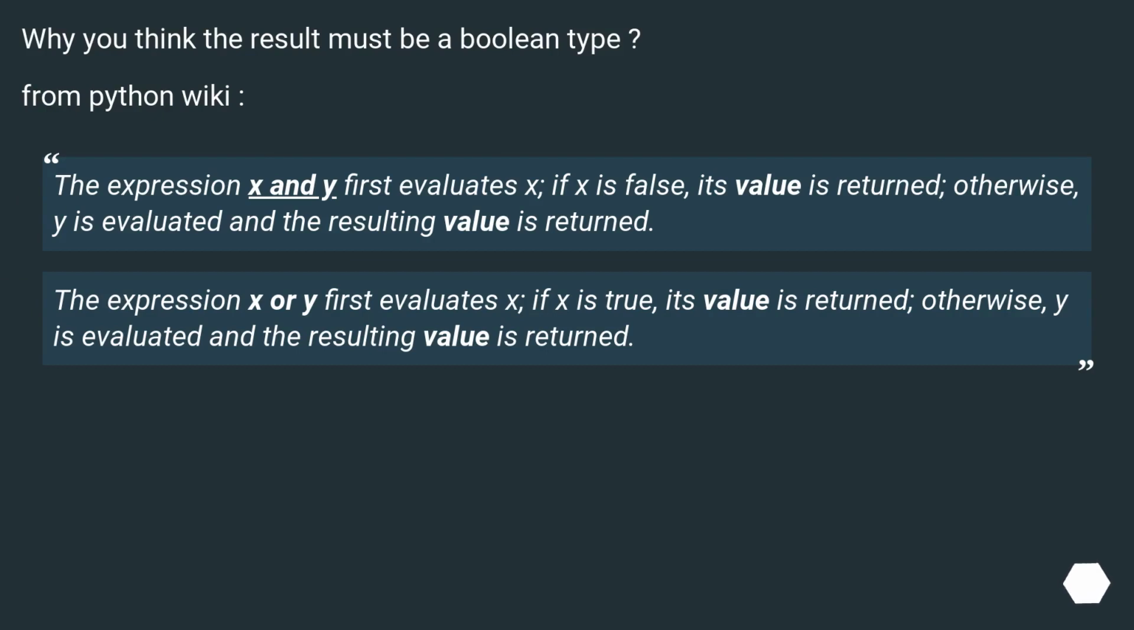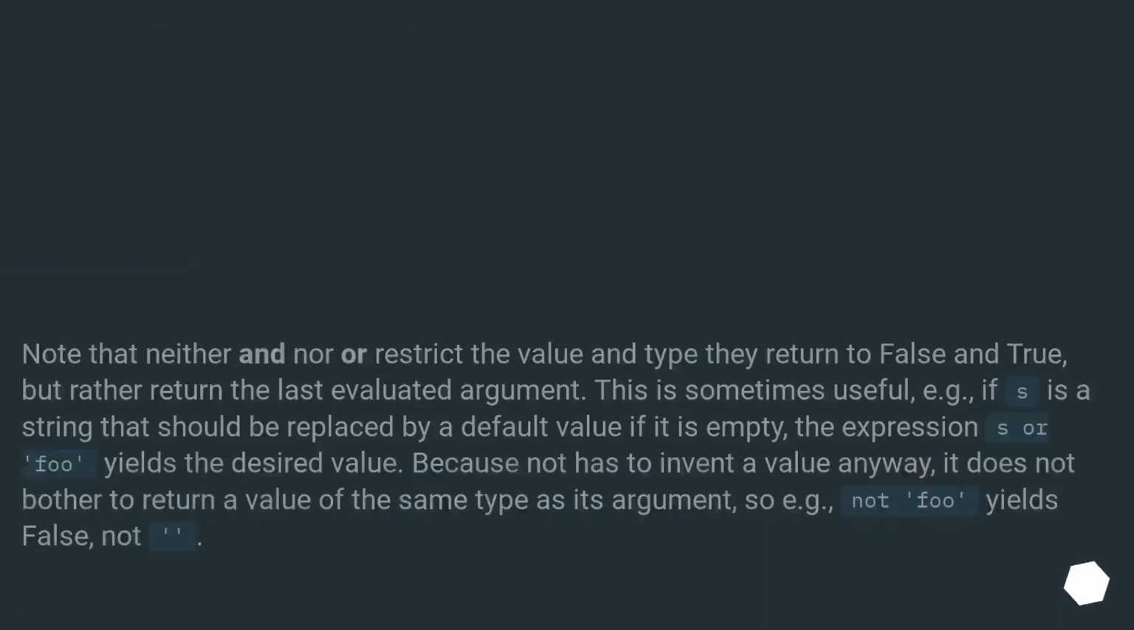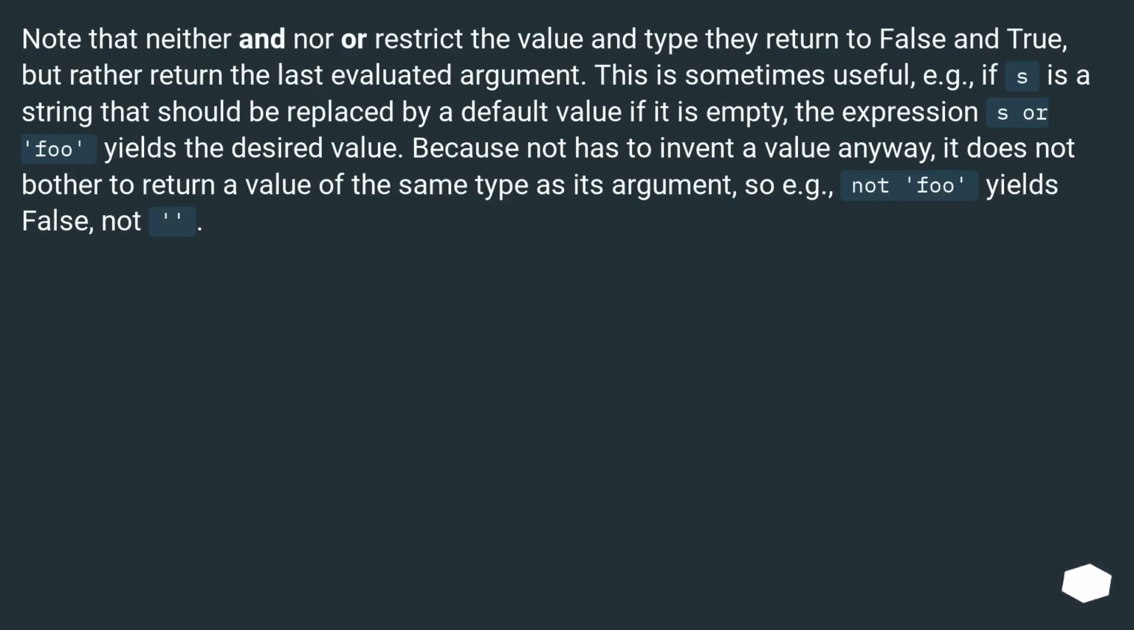The expression x or y first evaluates x. If x is true, its value is returned. Otherwise, y is evaluated and the resulting value is returned. Note that neither and nor or restrict the value in type they return to false and true, but rather return the last evaluated argument. This is sometimes useful.